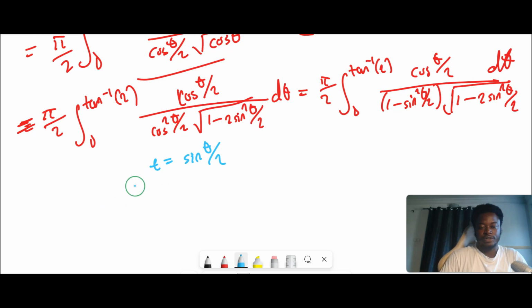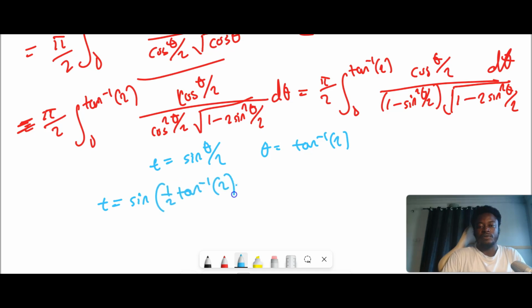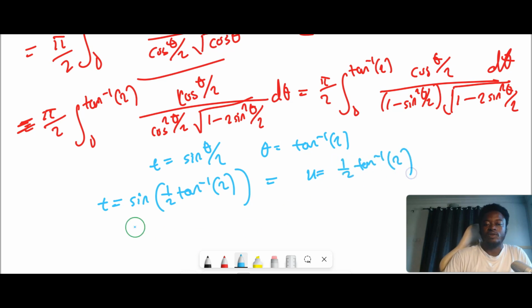So to do that, set t to be sine of theta over 2. Then if theta is tan inverse of 2, you will have t to be sine of half of tan inverse of 2. Now if you take u to be half of tan inverse of 2, that means we're looking for sine u. We're looking for sine of u to be t. So let's compute sine of u.